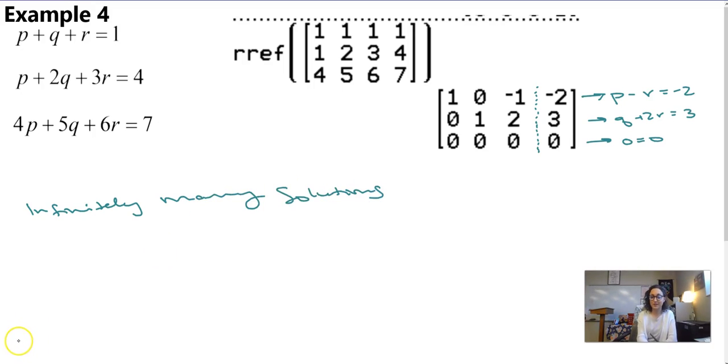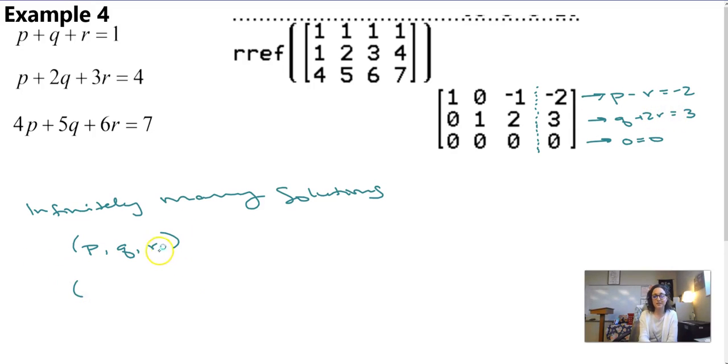Now, even though there are infinitely many solutions, it doesn't mean that every single possible ordered triple is an answer. They still take a specific form. So we go p, comma, q, comma, r, right? Take a look at the two equations that do have variables in them. So the bottom row just tells me there's infinitely many. Look at these two. What variable is in both equations? R is in both equations, okay?